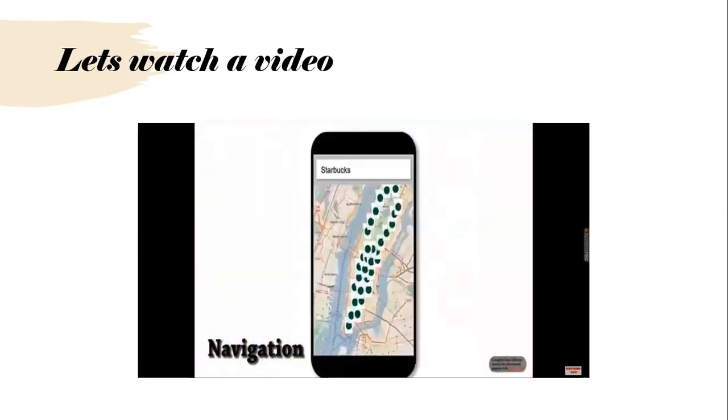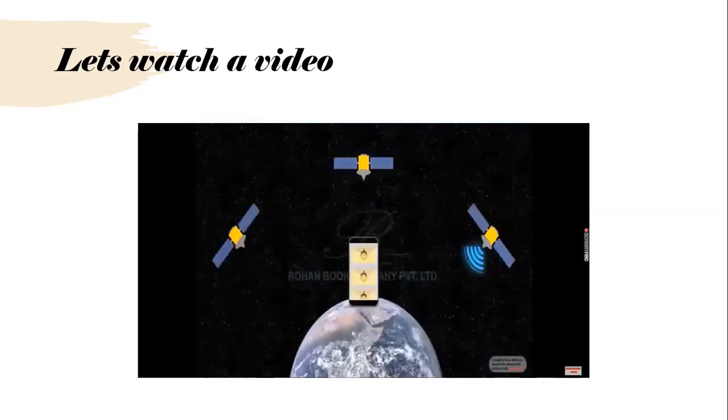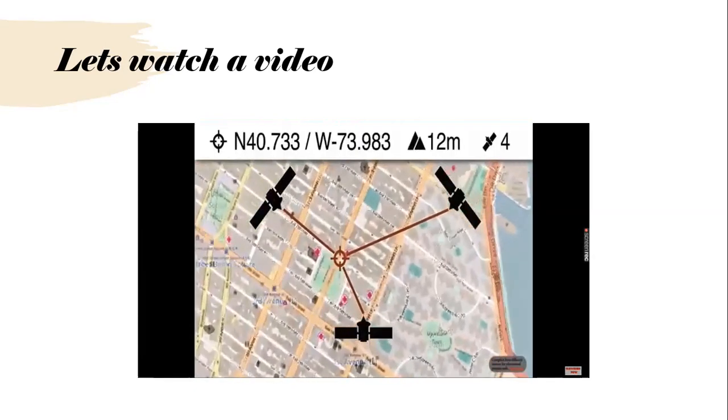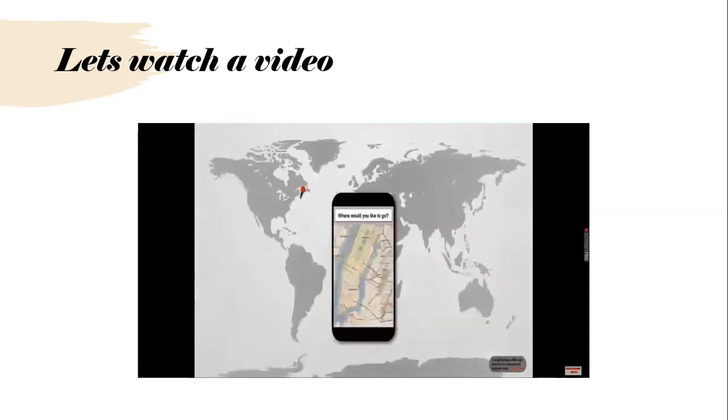Navigation. Navigation satellites are used to provide information of accurate location. The Global Positioning System, GPS, works with the help of these satellites.